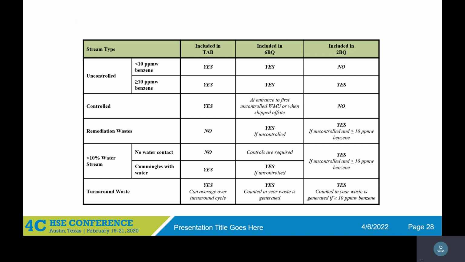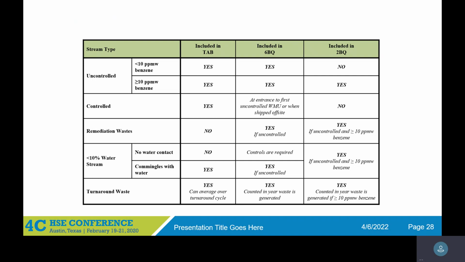Remember how we said it was controlled at the beginning, went down the line, went to a tank that was controlled, and then boom, it got to a tank that wasn't controlled. You count it there. So that's what this is here. Remediation wastes are not included in the tab, and they are included in the other two, so long as in this case it is greater than 10 ppm, right? Because if not, it's less than 10 ppm, nobody cares, right? And this is 2BQ.